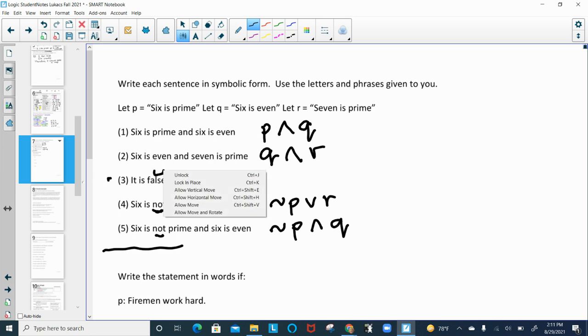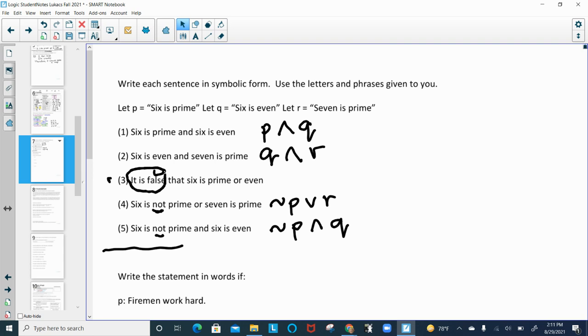Now, if I took this piece out and just asked you, could you write this part? "6 is prime or even." We could write "6 is prime." We could write "or." We could write "6 is even." We could do that part. But it's the "it is false" part that bothers people. And so what you do is you take that statement and you put it in parentheses and you put that out in front of the whole thing. And that means it is not the case that 6 is prime or 6 is even.